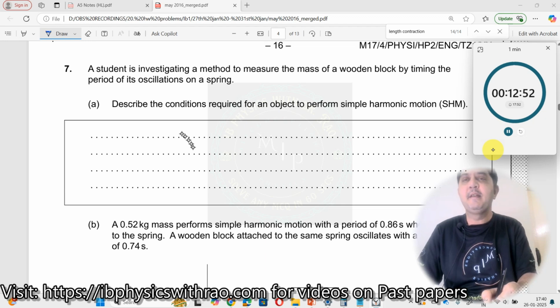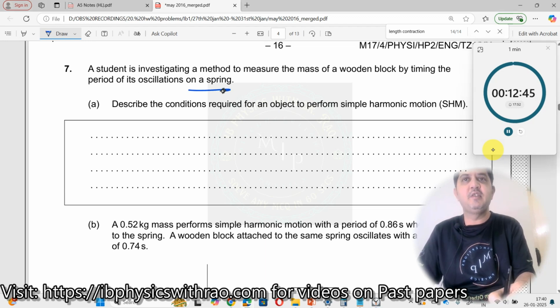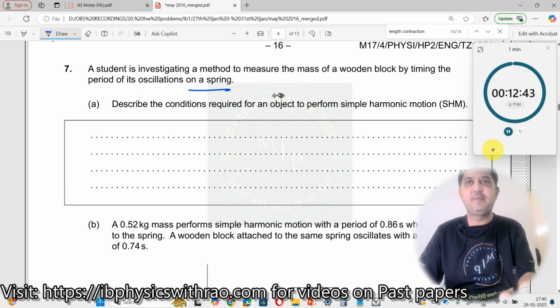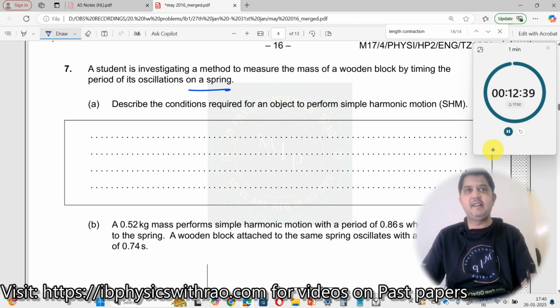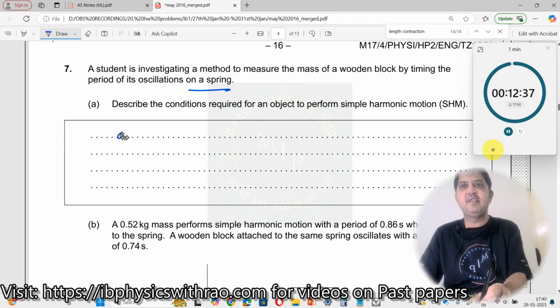Right. So a student is investigating a method to measure the mass of a wooden block by timing the period of oscillations of the spring. So you are describing SHM using a spring. Describe the conditions required for an object to perform SHM. What is the condition? Condition is acceleration is proportional to displacement. This is the first condition.